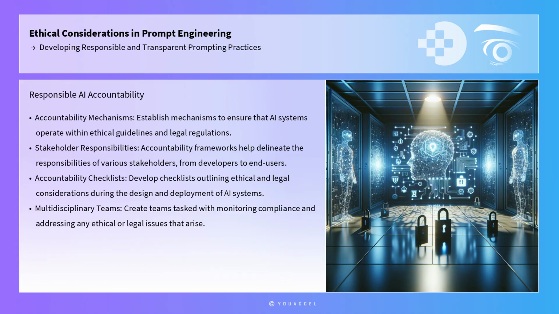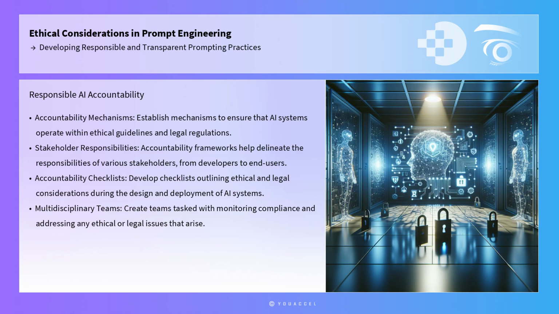A critical component of responsible prompting is accountability, which involves establishing mechanisms to ensure that AI systems operate within ethical guidelines and legal regulations. Accountability frameworks help delineate the responsibilities of various stakeholders, from developers to end users. One practical approach is the development of accountability checklists, which outline the ethical and legal considerations that must be addressed during the design and deployment of AI systems. These checklists should be tailored to specific applications and updated regularly to reflect evolving regulations and societal expectations.